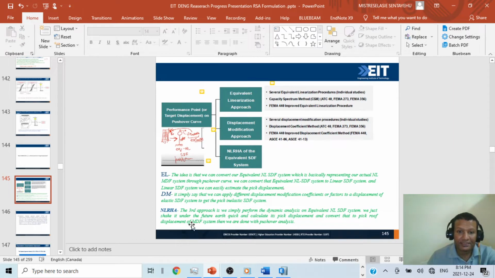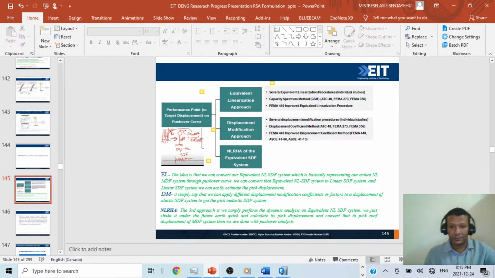The third approach is we simply perform the dynamic analysis on an equivalent nonlinear single degree of freedom system. Simply we will apply the load. We just shake it under the future earthquake and calculate its peak displacement, and convert that peak roof displacement to the multiple degree of freedom system, then we are done with the pushover analysis.